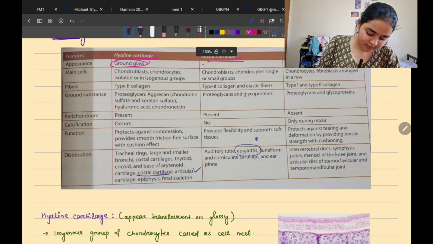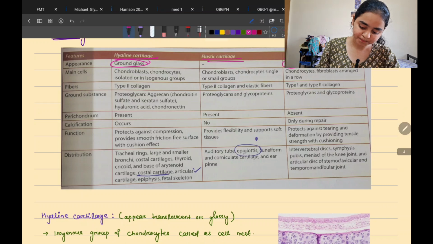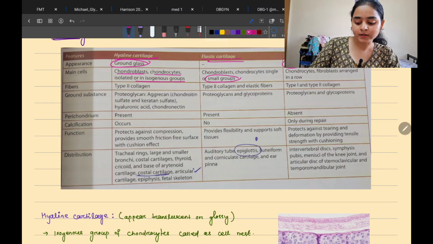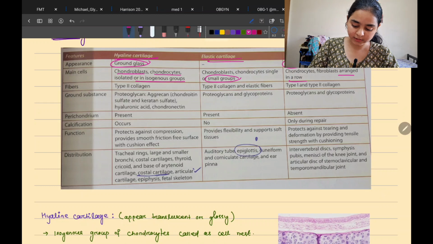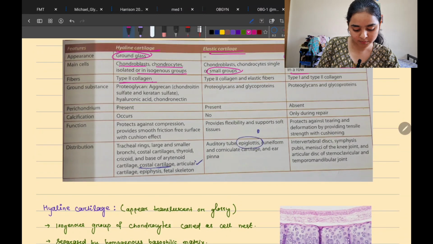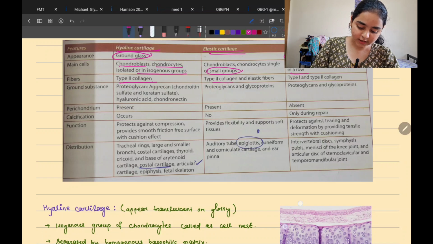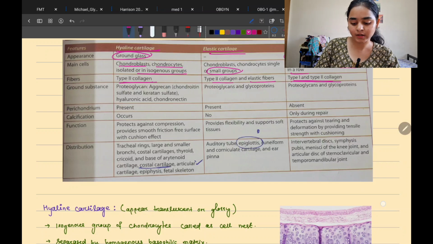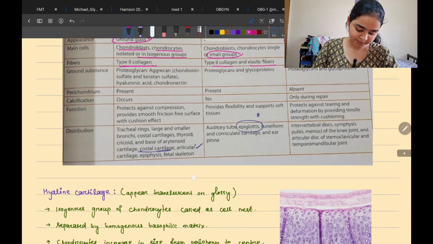So the appearance of hyaline cartilage is of ground glass type, while fibrocartilage is white. And the main cells of the hyaline cartilage are chondroblasts and chondrocytes, present in isogenous groups. But in elastic cartilage, cells are present singly or in small groups. But in fibrocartilage, the cells are arranged in a row. Like this, the fibers present in the hyaline cartilage are of type 2 collagen fiber. In elastic cartilage, type 2 collagen fiber and elastic fibers are present. But in fibrocartilage, both type 1 and type 2 collagen fibers are present.